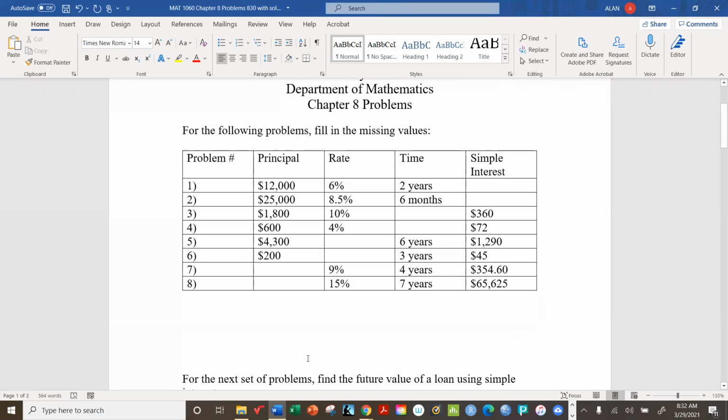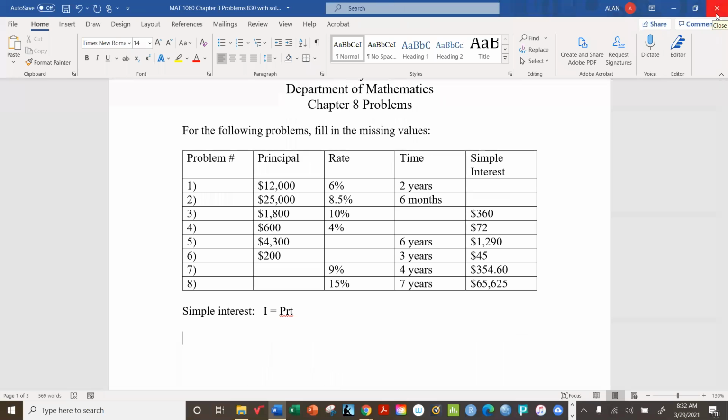First of all, 8 of these questions are based on the simple interest formula. I equals PRT. Yes, we've seen this many, many times before, and so we're going to see it here many, many times again. So in the first case, we'll see that we're being asked to calculate the simple interest, right?